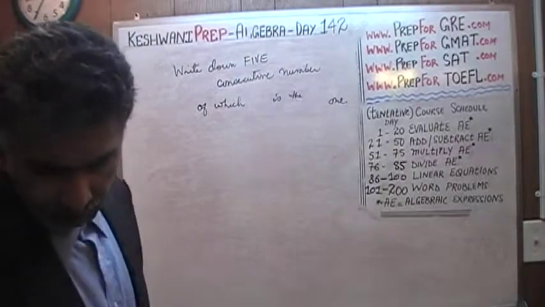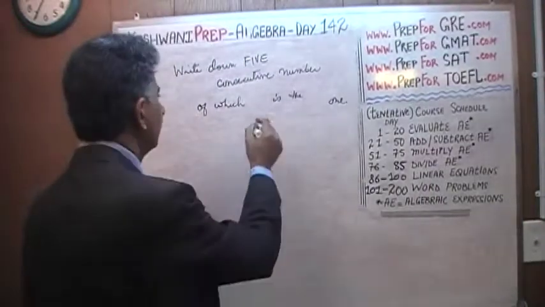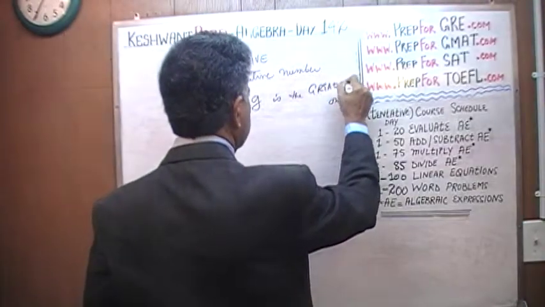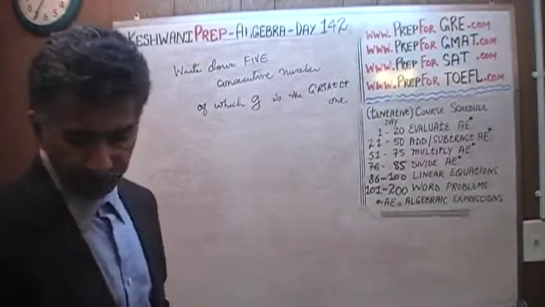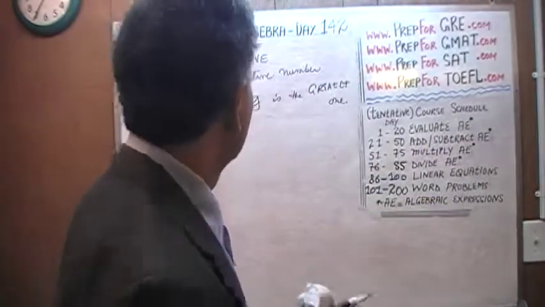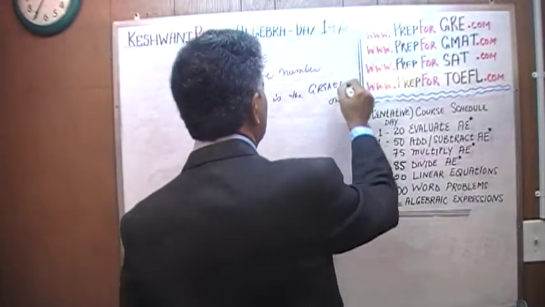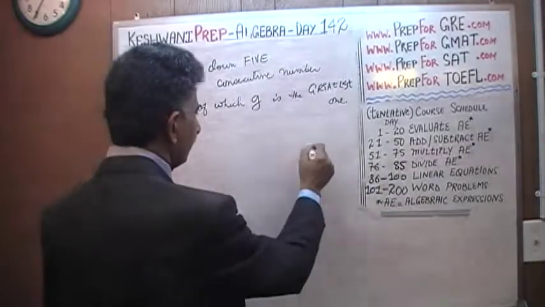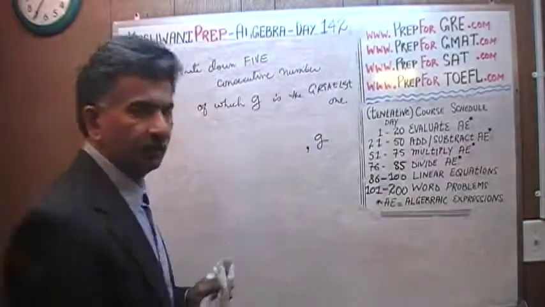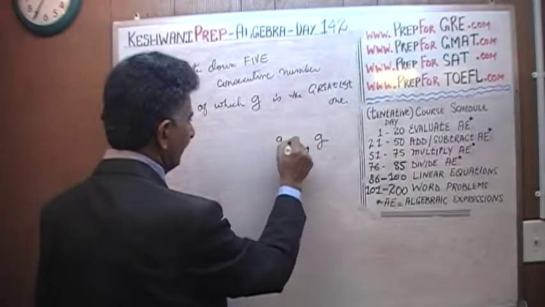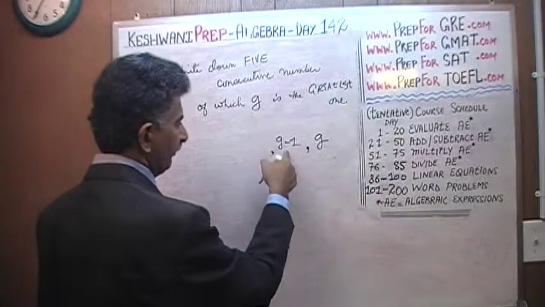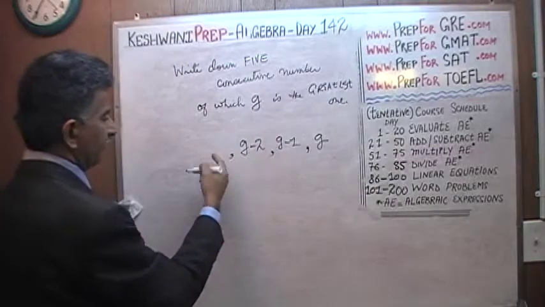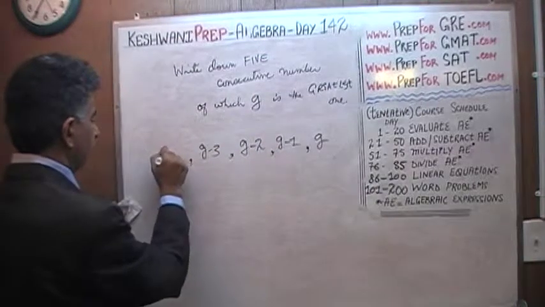The next one says, write down 5 consecutive numbers of which G is the greatest one. Greatest is misspelled, there should have been an S in it. Of which G is the greatest. Well, if G is the greatest, and since they're consecutive numbers, the one before that must be one less than this guy. And the one before this guy has got to be one less than this guy. One less than this guy is G minus 2. The one before that is going to be G minus 3. And then G minus 4.